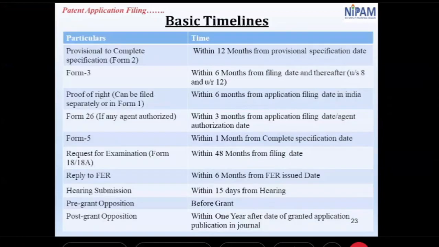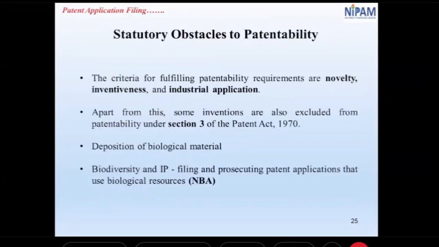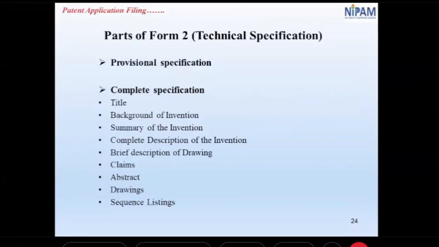So these are the basic timelines that a patent application should follow. This is the genesis of this timeline. That means to file a provisional and then complete the specification, we need 12 months. So these are all the timelines. I think timelines are not required as much for this session now. I will tell you about statutory obstacles of patentability. This is all about patenting, how to file a patent application.